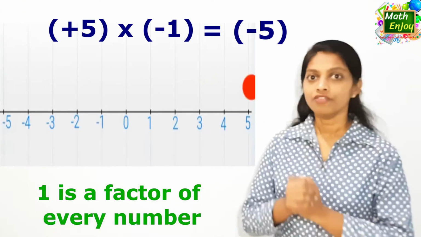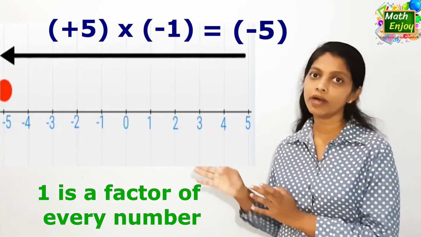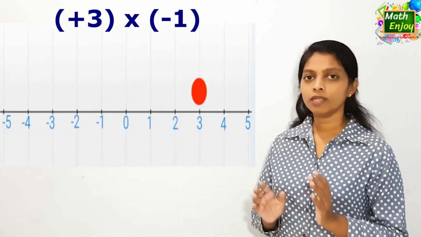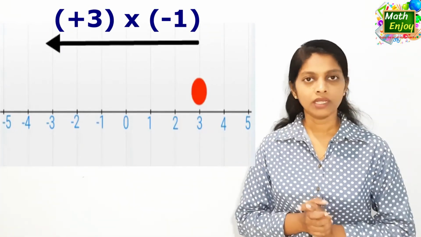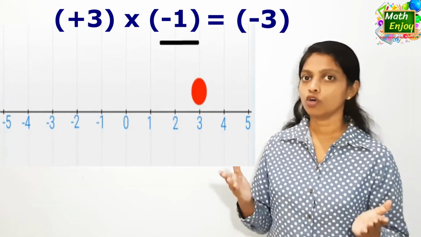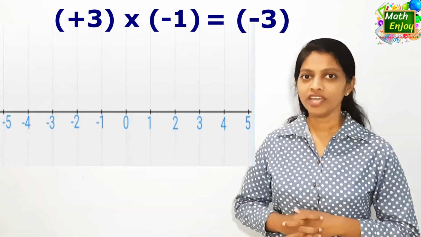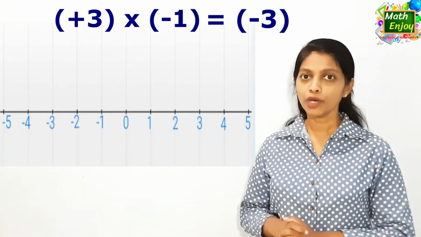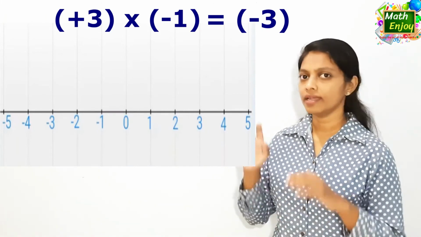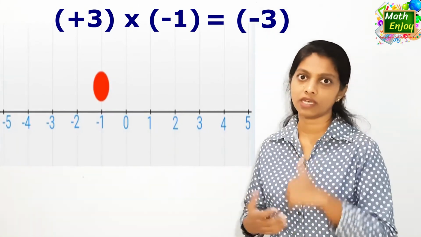That is why we will get a negative answer when we multiply a positive number by a negative number. If you multiply positive 3 by negative 1, it goes to the opposite direction. So it goes to negative 3. Opposite direction of positive 3 is negative 3. In the same way, if you multiply a negative number by negative 1, then that number goes to its opposite side. Its opposite side is positive side.